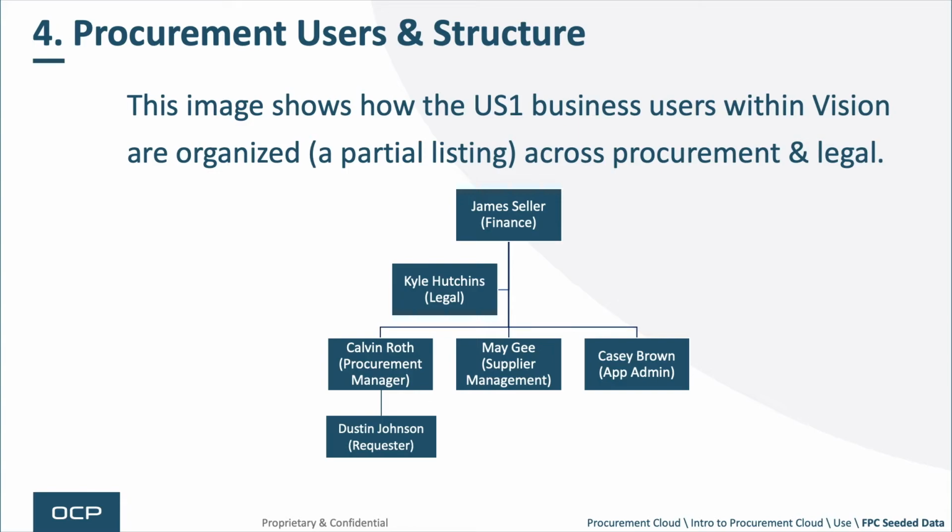Calvin Roth, who we use quite frequently as a procurement manager or buyer or category manager or sourcing specialist. And underneath him, Dustin Johnson. It's also worth noting Mei G will oftentimes be asked to help approve certain supplier registrations. And then lastly, on the far right is Casey Brown, who's an all-around application admin with pretty wide open access.